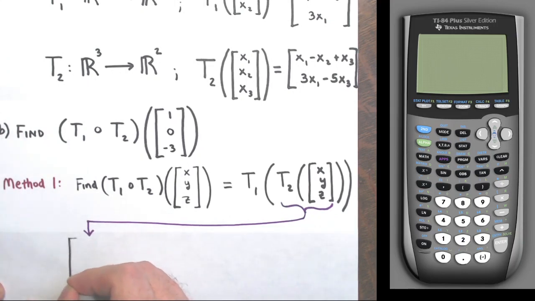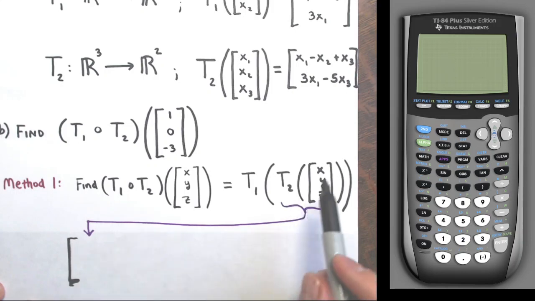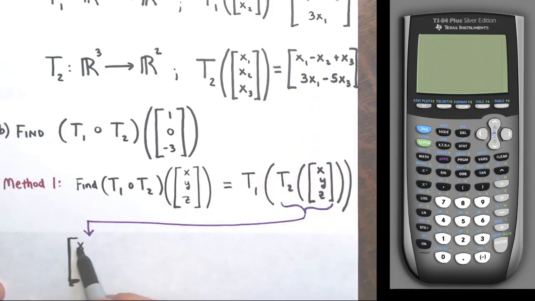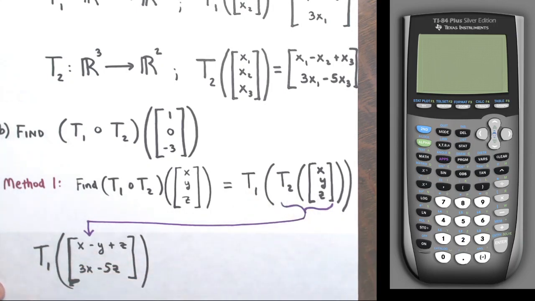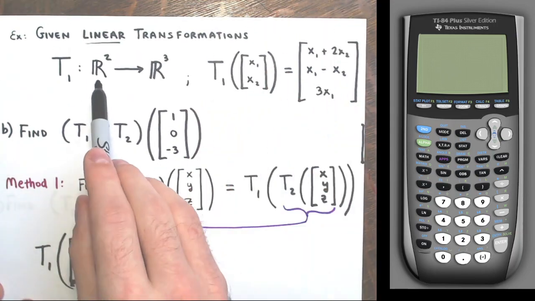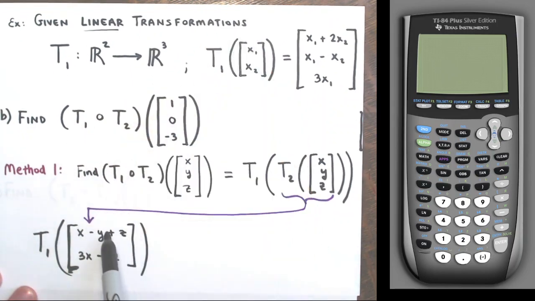So what is the output here? All right, well, if I remember, I'm getting a vector from R2, right? So this will be 2 components. First component will just be x minus y plus z. And then the second component will be 3x minus 5z. And then we're applying T1 to this, right? So I plug x, y, z into T2, gives me this output. And then I take this output, which is from R2, and apply T1 to it. And I can, because the domain of T1 is R2, right? This vector in the parentheses is in the domain of T1, so I can keep using it.